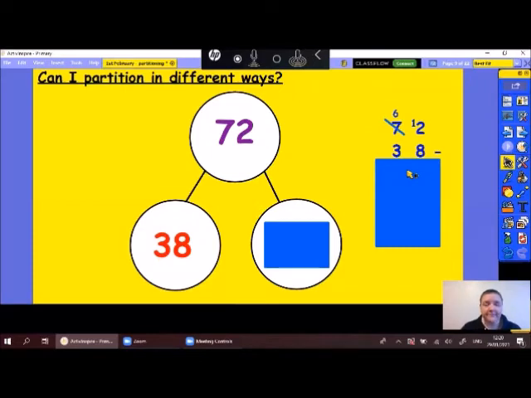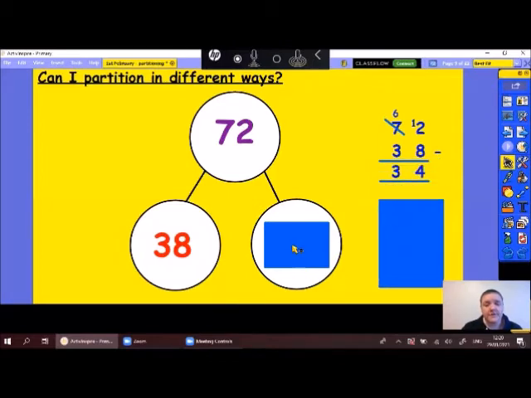Have you got it? It should be 34. So the other part of our part-whole diagram is 34. 38 and 34 make 72 together.